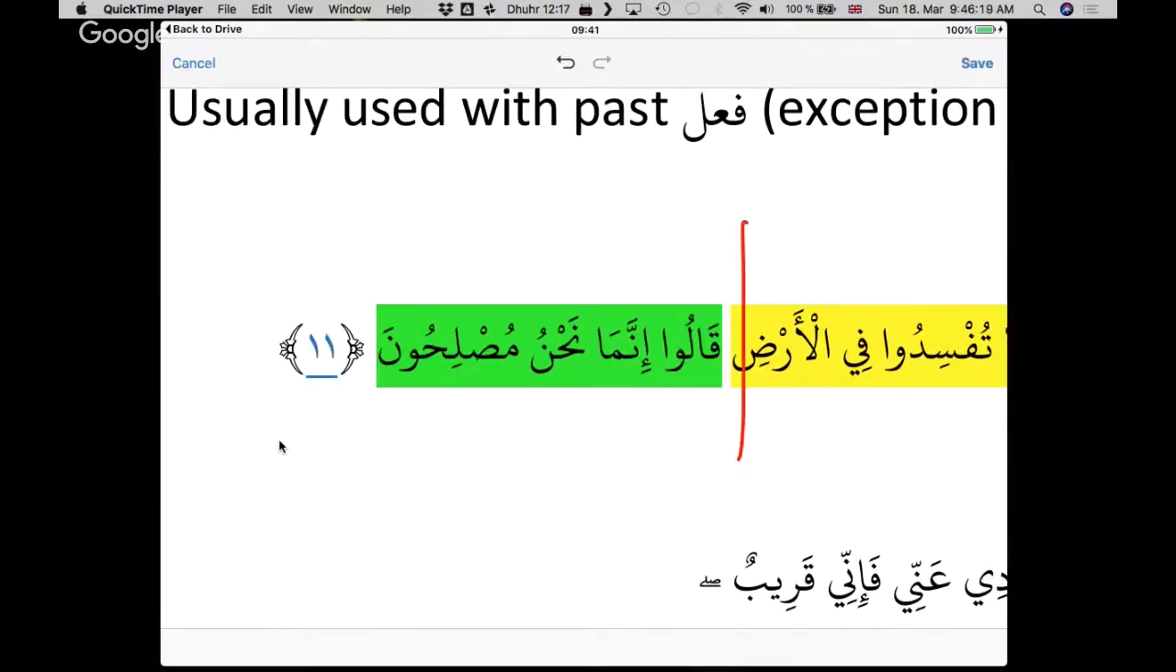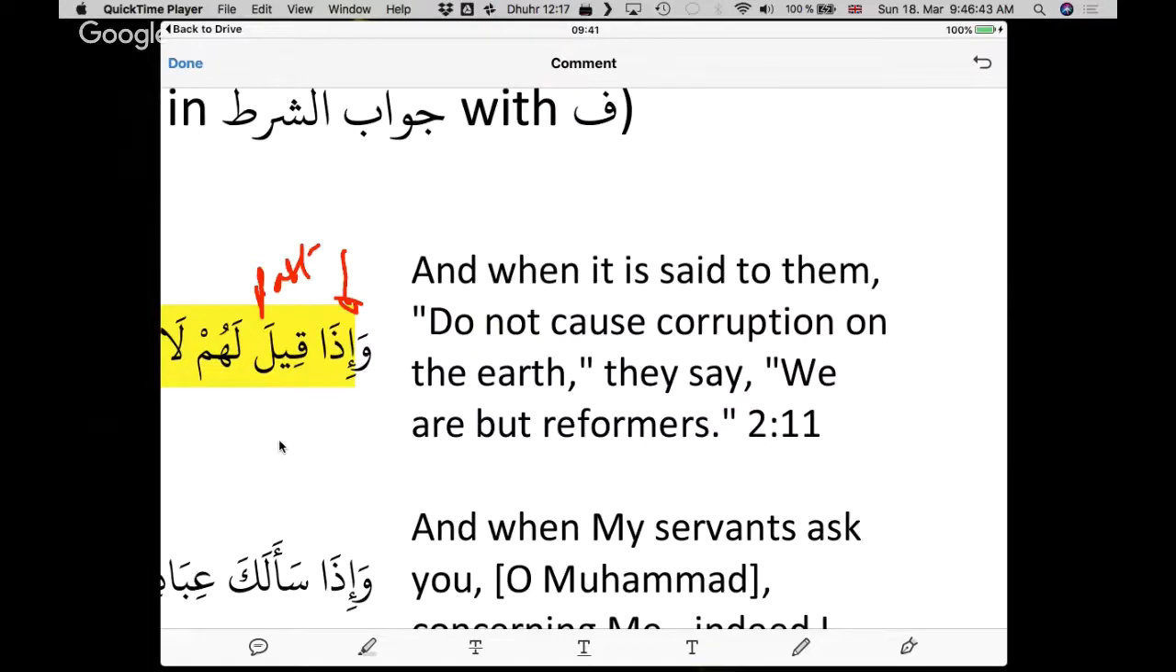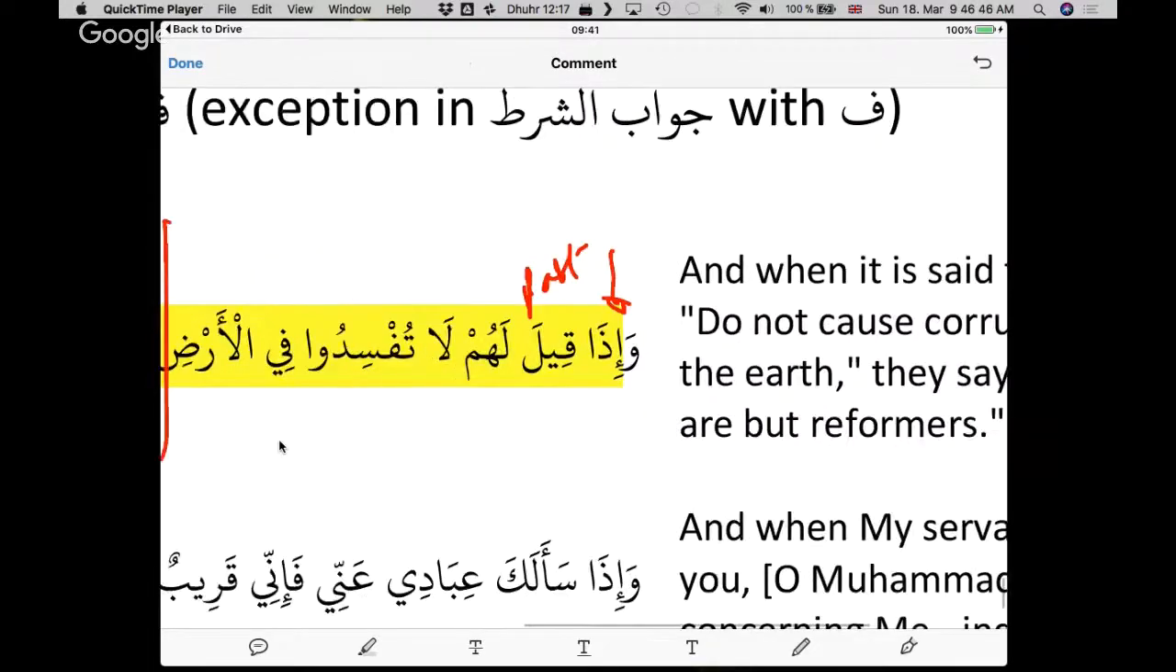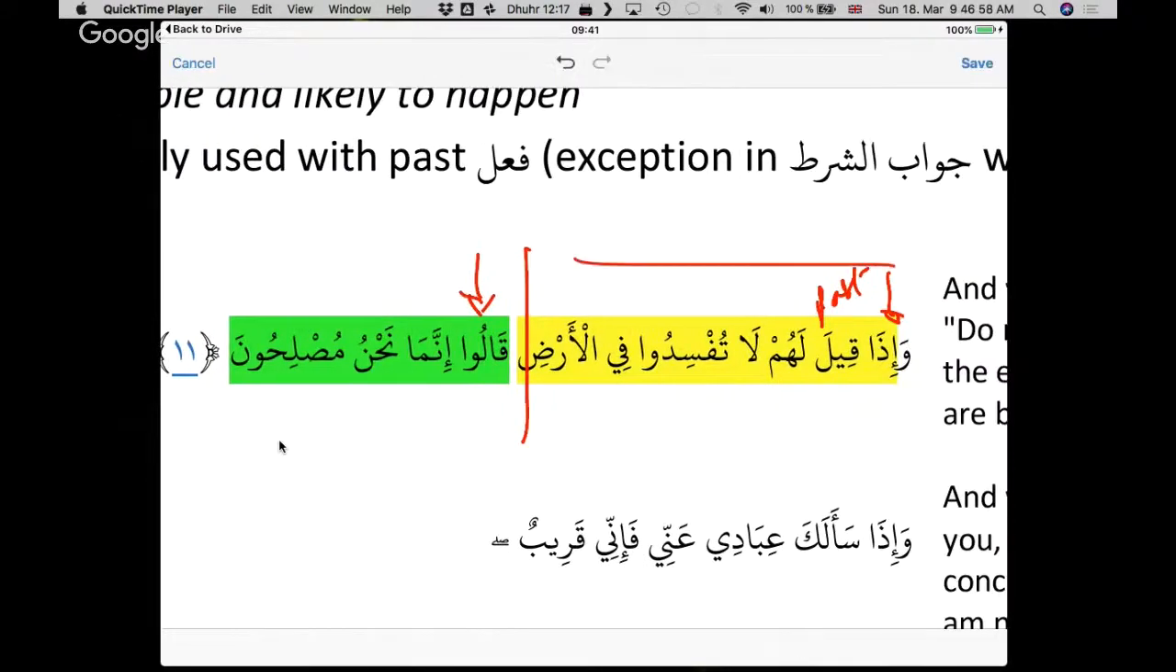Then you get qalu. Qalu is a past tense again, right? Qalu innama nahnu muslihun. They said, certainly, whatever we do, it's pious, it's righteous, it's good. So they say, oh, we are but reformers. We are just reformers. So you see, the Jawabul Shart is starting with another past tense here. This is the condition. This is the answer to the condition. Sorry if you can't read my Chinese script, just doing it quickly, rushing a bit here.